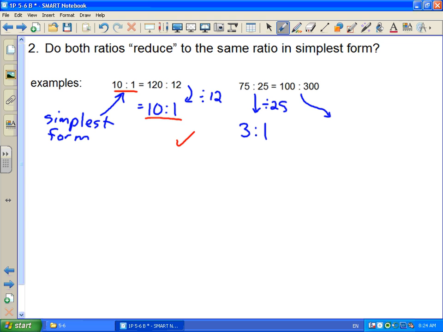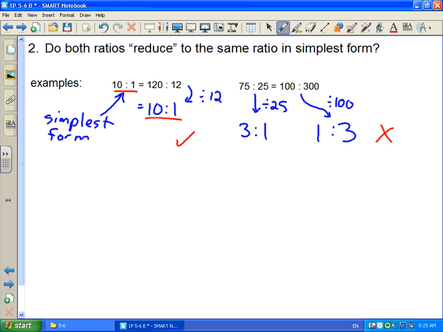For my second ratio, I've got 100 to 300. I can divide each of these by 100. 100 divided by 100 is 1, and 300 divided by 100 is 3. So these are my two ratios in simplest form. Are they the same ratio? Well, no, they are not.